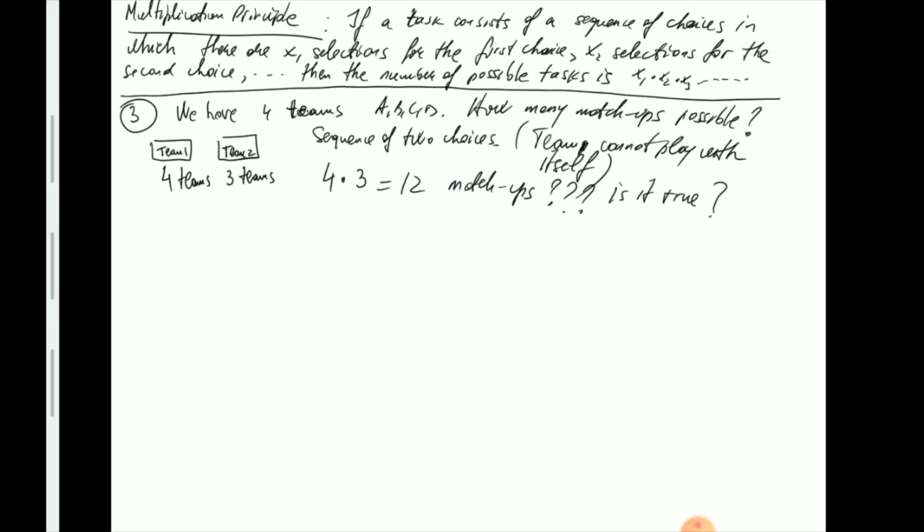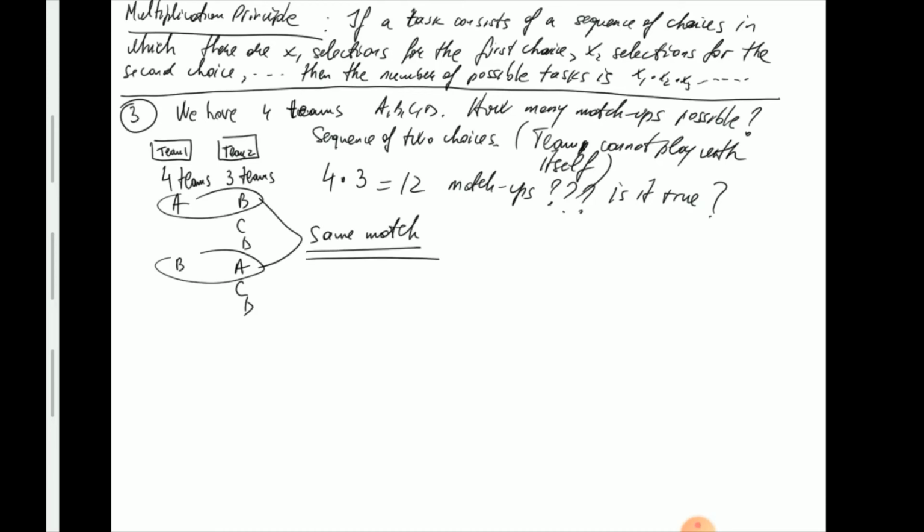Because look at what happens. If you actually write down these possibilities, so team A can play with B, C, and D, then team B can play with A, C, and D. But notice that this match between A and B or B and A, it's really the same match. So it's not a mistake to use the multiplication principle, but be aware that by applying it in this form, you counted each match twice.